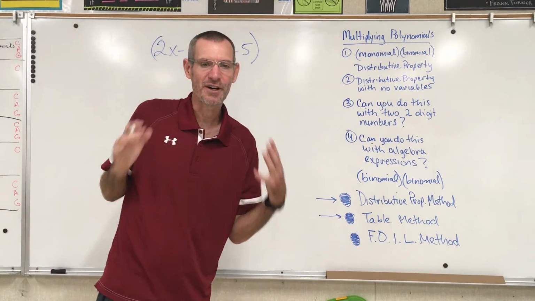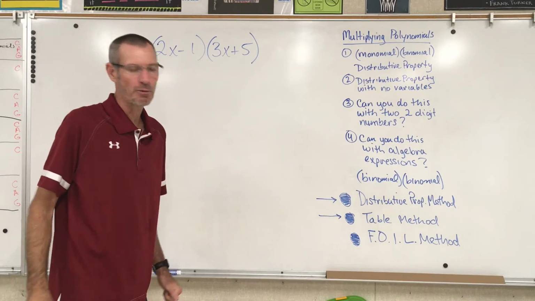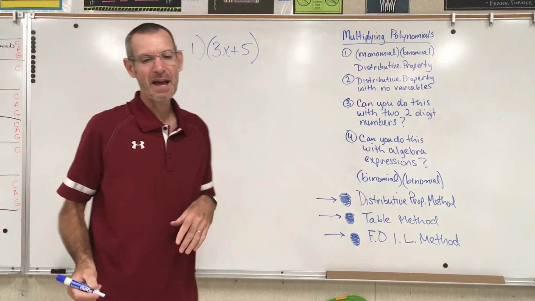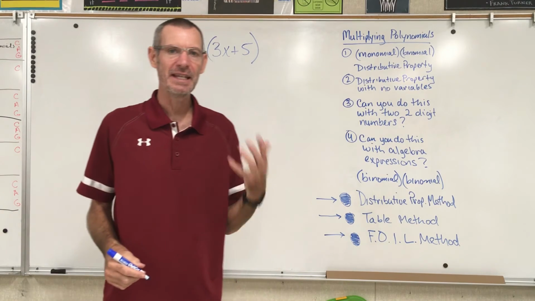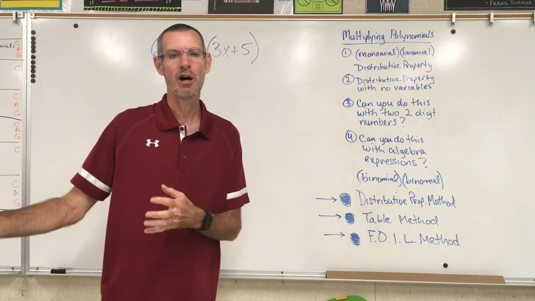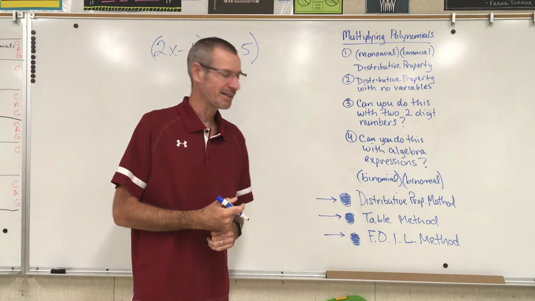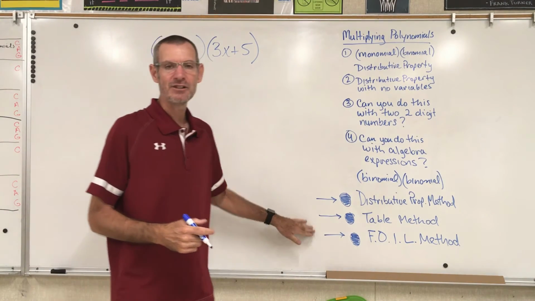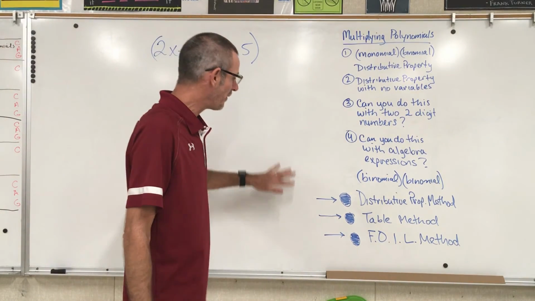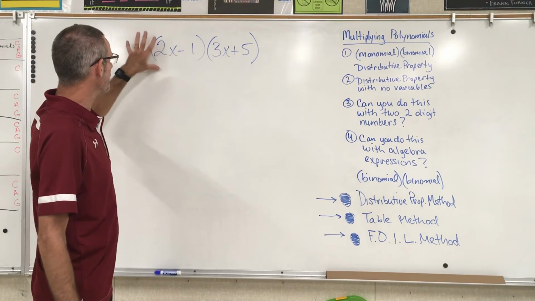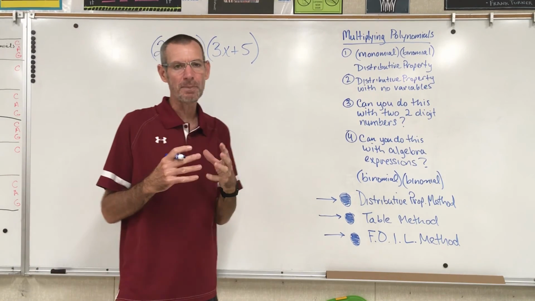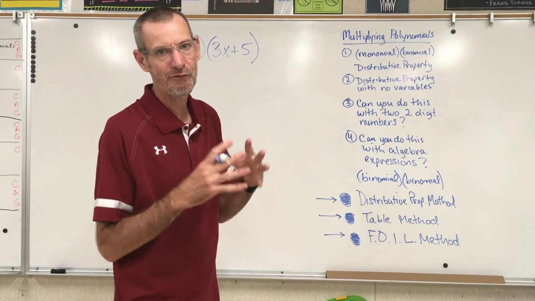All right, so for our last method of multiplying a binomial times a binomial, we are going to use the FOIL method. This method is probably the least liked by the students, but the most common in other math classes. So you really need to know what it means to FOIL something. So here's a binomial, 2x minus 1. Here's another binomial, 3x plus 5. We're going to multiply those together by using FOIL.